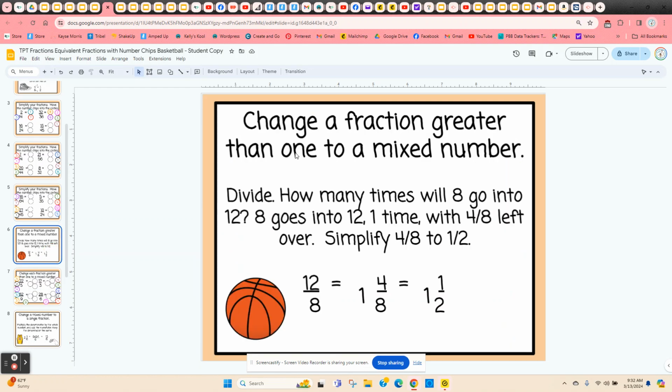And then they're shown how to change a fraction that's greater than 1 to a mixed number. So if it's greater than 1, that means the numerator is larger than the denominator. So to do that, we're just going to divide. So 8 will go into 12 one time, so that's our whole number. And then there's 4 eighths left over. And then we want to simplify that 4 eighths to 1/2.